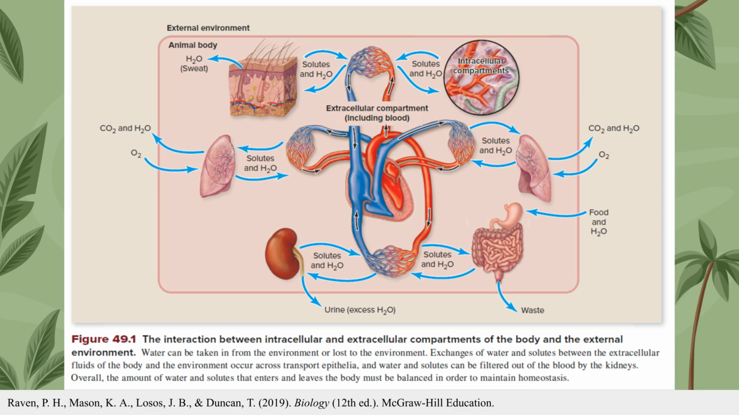This slide explains how animals maintain homeostasis by balancing water and solutes between internal compartments and the external environment. The body contains extracellular fluid, like blood and surrounding fluids, and intracellular fluid, found inside cells, which constantly exchange materials. Organ systems regulate this balance. The lungs exchange gases and water vapor. The digestive system brings in food and water and removes solid waste. The kidneys excrete excess water and solutes as urine, and the skin loses water through sweat. The circulatory system connects all of these processes, ensuring that inputs and outputs remain balanced to keep internal conditions stable.